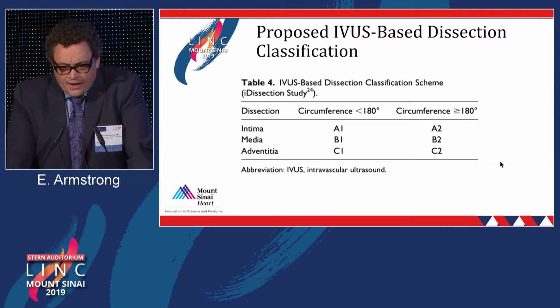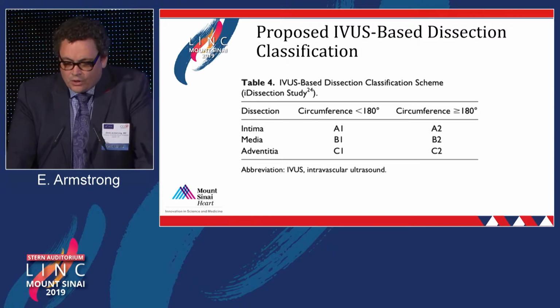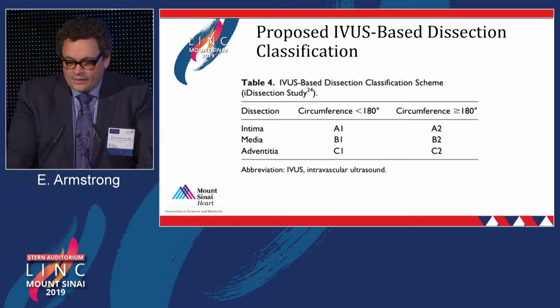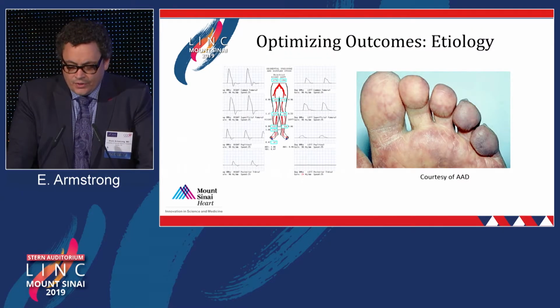As a result, an IVUS-based dissection classification scheme has recently been proposed, called the iDissection scheme, which takes into account the depth of the dissection in the intima, media, or adventitia, and whether that dissection has a circumference of less than or greater than 180 degrees. I think classification systems such as these need additional data, but they provide some initial information with regards to how to optimally classify and potentially treat such patients.